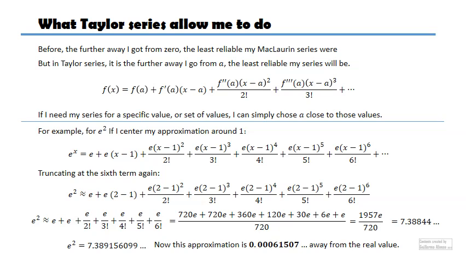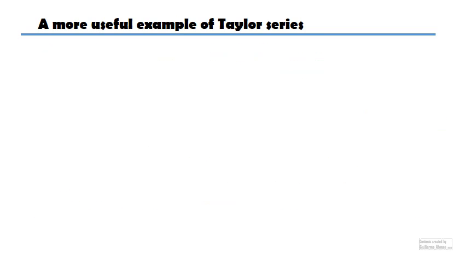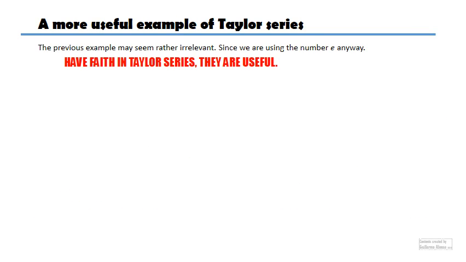Now this seems like a bit of a stupid case, right? Because I'm using e anyway. I mean, how is this going to make my life easy? Because I have e's, and I could just calculate e squared. What's the point of this? And you need to have a bit of faith in Taylor series. They are very useful. You're going to see that in the next presentation.